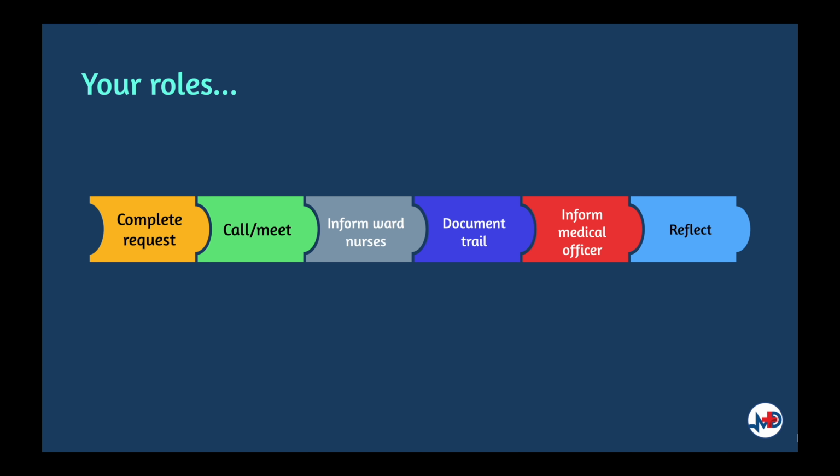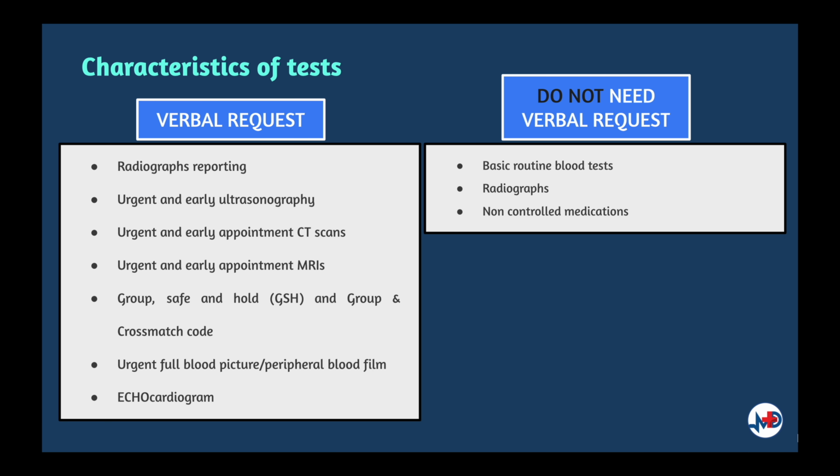Document the trail as to who granted the test and when the test is planned for or preparation steps for the patient. If your request is not granted, take down the pointers to why it was rejected and convey the information to your medical officer. Your medical officer will be responsible to troubleshoot the situation. Now, these are examples of tests that require verbal requests and tests that do not require verbal requests.